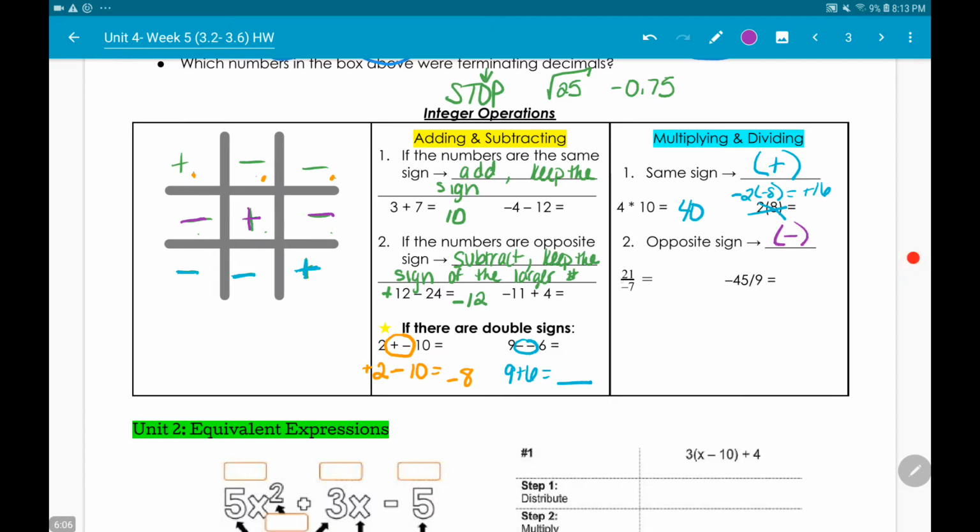Always. So 21 divided by negative 7, those are opposite signs. 21 is positive. I get a negative 3. And you guys try the last one there.